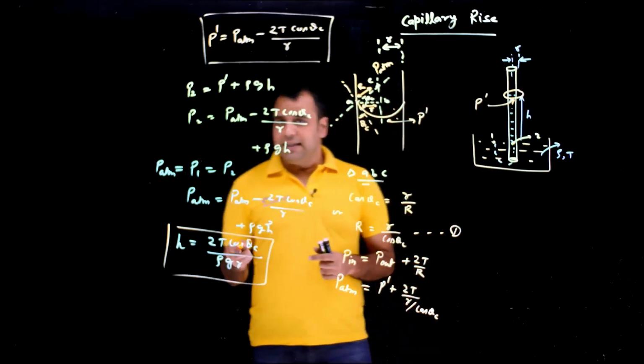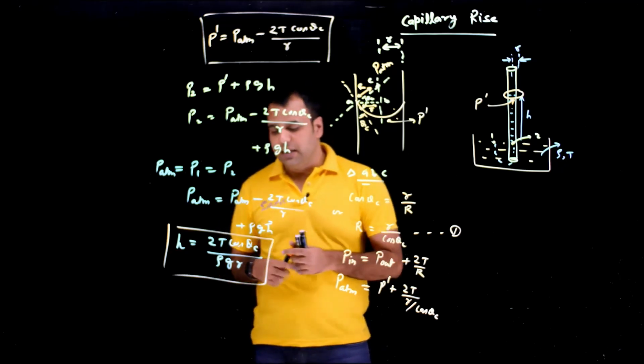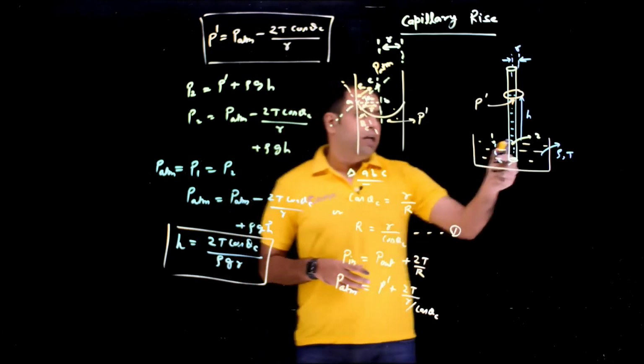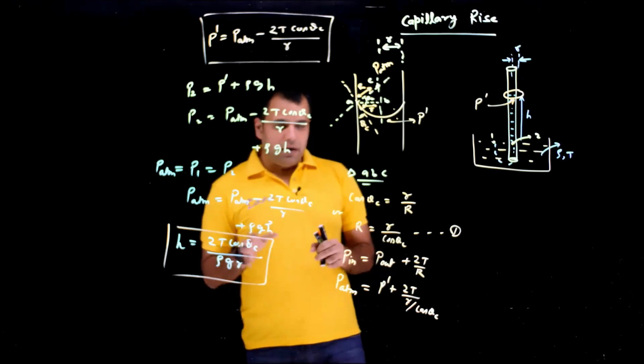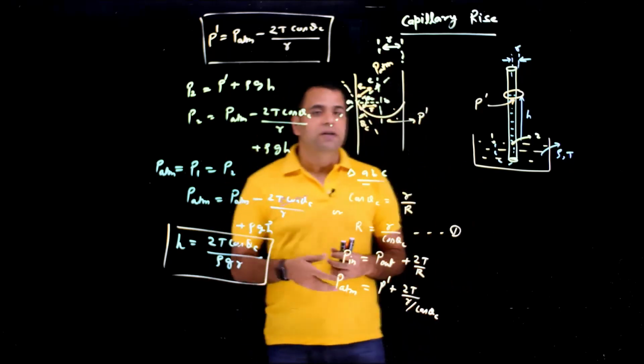And when theta c is from 90 to 180, like in the case of the glass and mercury combination, cos theta c will become negative. In that case, h will become negative, so the liquid will fall with respect to the surface. So within this single formula, both the cases will be covered based upon the value of theta c.